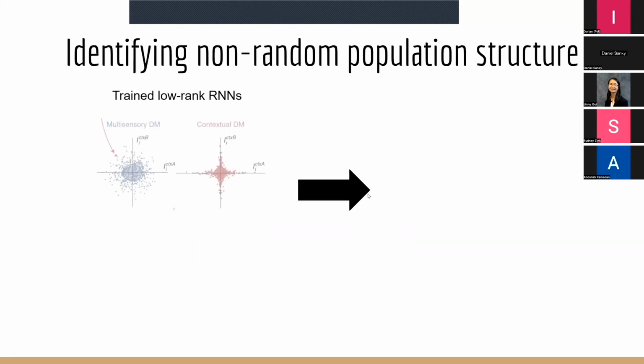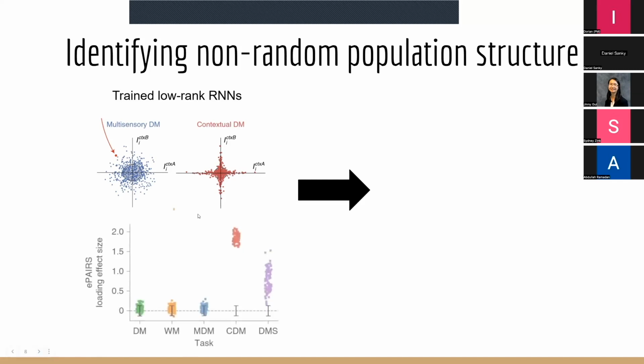So taking a look at our RNNs, we can try to fit a Gaussian distribution to them. This is the same as trying to fit a linear regression to a set of points. So we can fit the Gaussian to it, and you can see it looks like this little circle here. We have this Gaussian fit to the multisensory, and this Gaussian that we fit to the contextual.